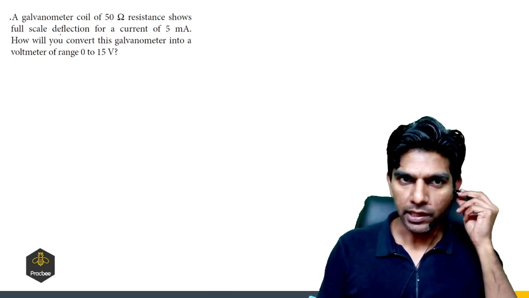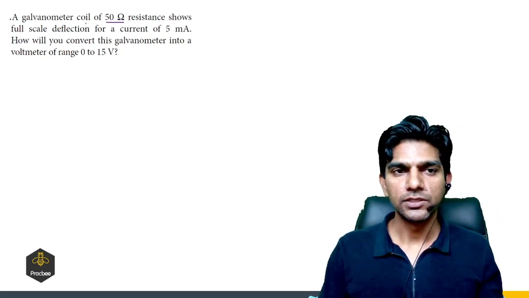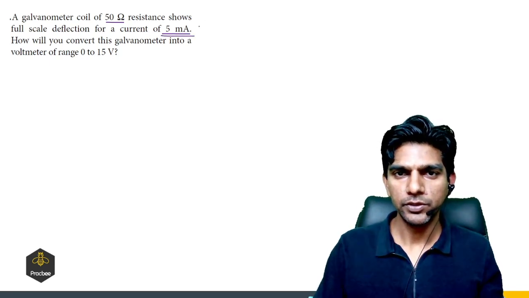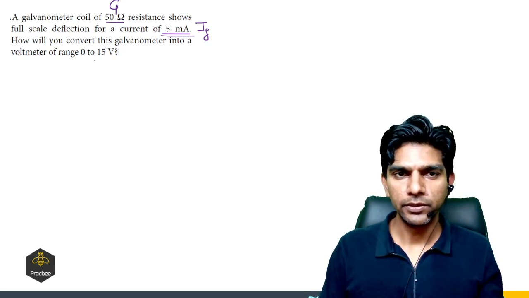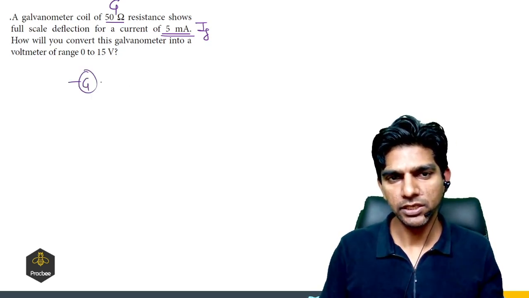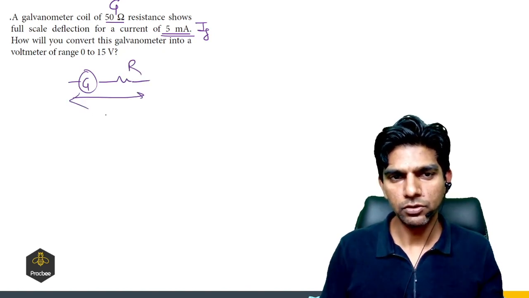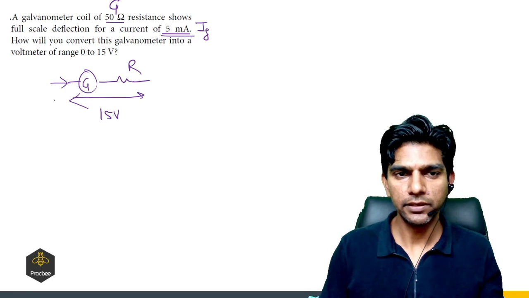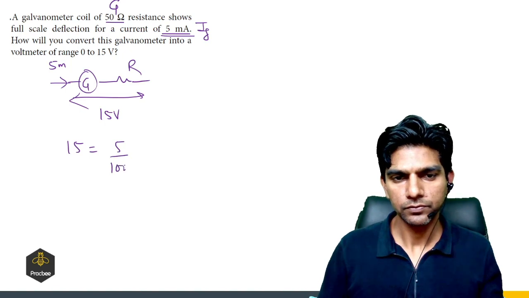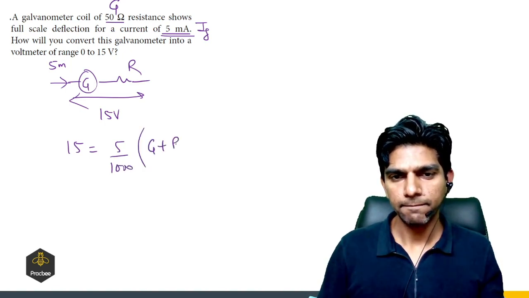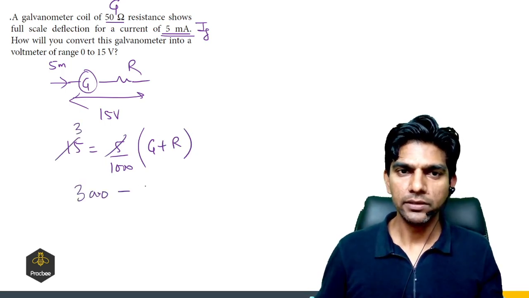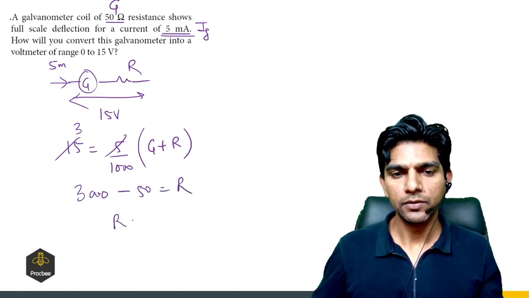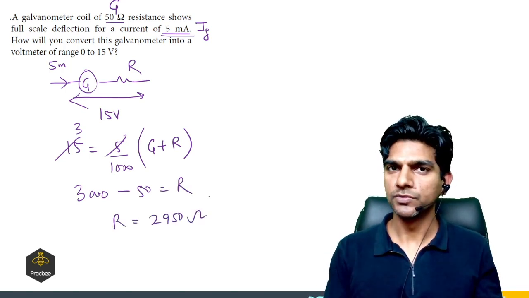Now let us see one more question. A galvanometer coil of 50 ohms resistance shows full scale deflection for the current of 5 milliampere. So this is Ig and this is G. How will you convert this galvanometer into a voltmeter of 0 to 15? A very basic question. So this is G and this is R, and the voltage drop across this device is 15 volts and the current is 5 milliampere. So we can say 15 will be 5 milli times G plus R by Ohm's law. So this will be 3000 minus G, which is 50. So R comes out to be 2950 ohms.